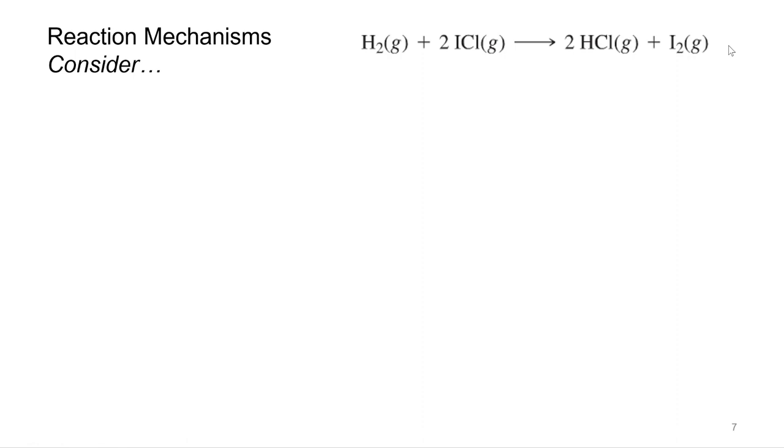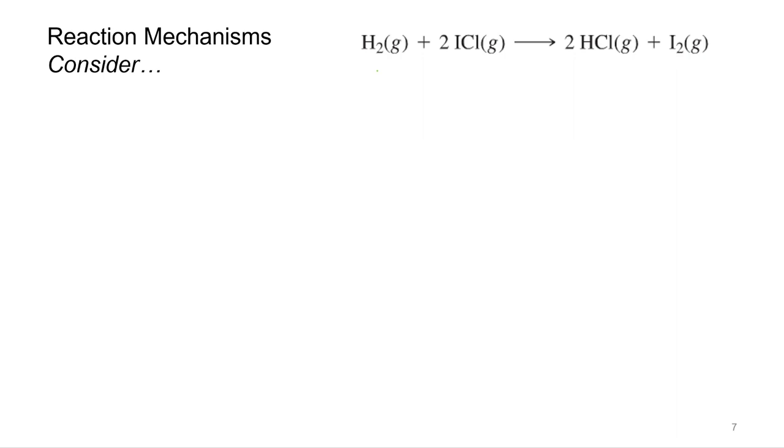So, before we start calculating rates and all that fun stuff, just some more conceptual information about reactions. It turns out reactions aren't always as simple as just two things bumping into each other, and that's it. Sometimes they can occur in multiple steps. So let's consider this reaction: H2 plus 2 ICl goes to 2 HCl plus I2.